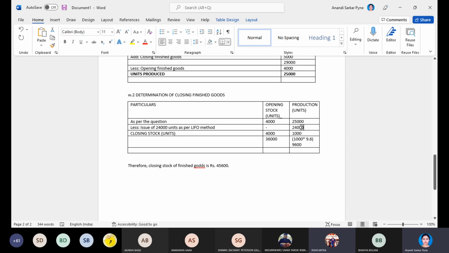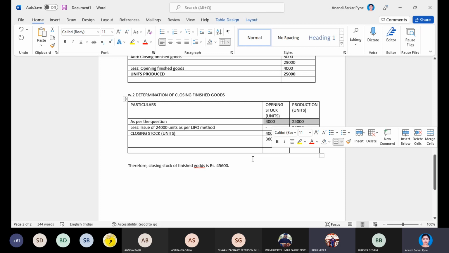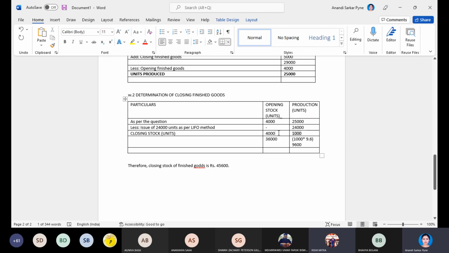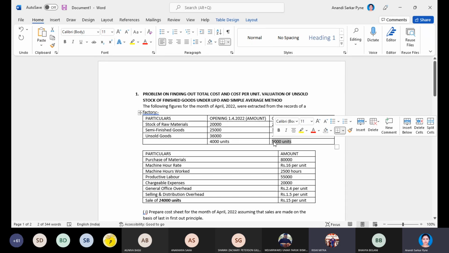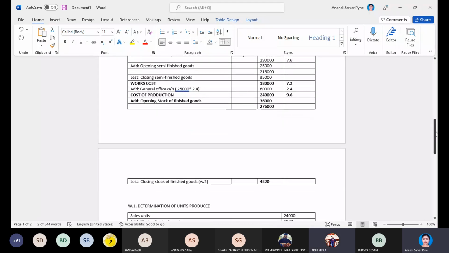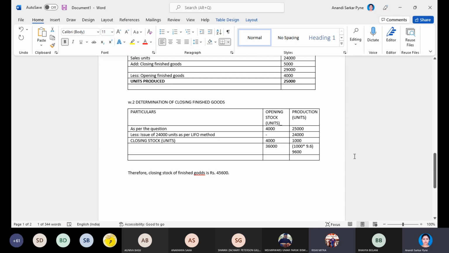So if we deduct 24,000 units from the available 25,000 units, what is left is 1,000 unit, and in opening stock there are 4,000 units. If you check over here, the finished goods units are 5,000, 4,000 plus 1,000. So this 1,000 is with respect to 9.6. Cost of production was 9.6 per unit, as per the cost sheet. So 1,000 multiplied by 9.6 is 9,600.